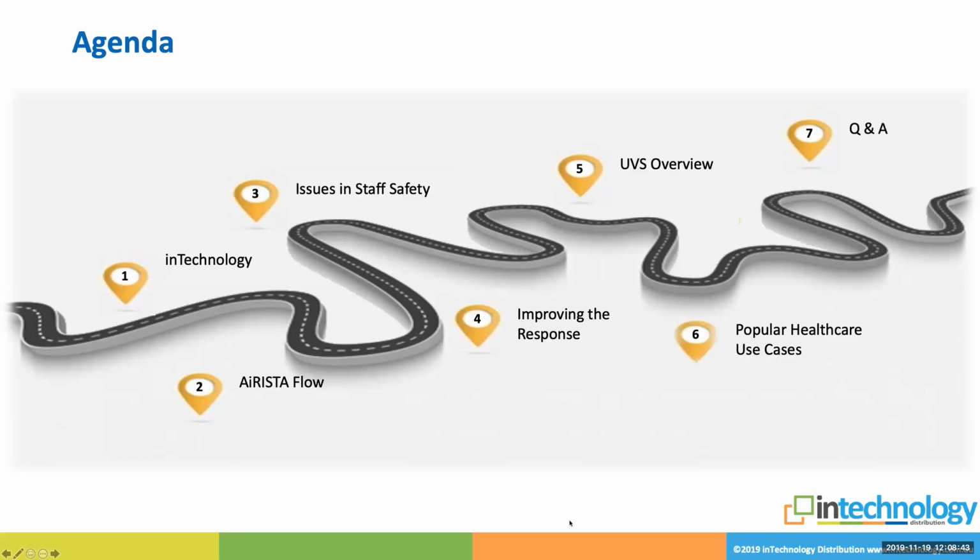So I'm going to do a little bit of an introduction to inTechnology and who we are. We'll talk a little bit, obviously, a lot about AiRISTA Flow. We're going to delve into the issues around staff safety and really how we can improve the response to staff safety when a staff member is actually in a duress type environment. We'll talk about the technology. We'll talk about the back-end infrastructure. So we'll talk about the AiRISTA Flow UVS platform and how that assists. And then we'll also discuss some of the popular other health use cases that we use AiRISTA Flow's technology for.